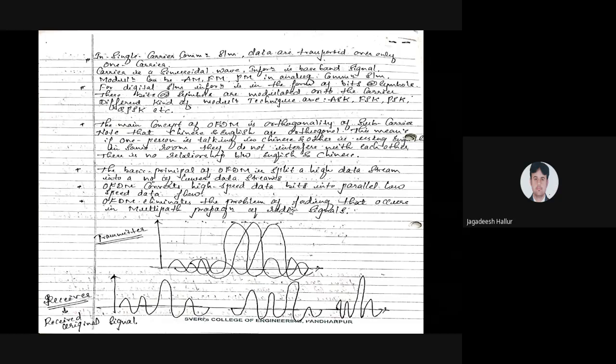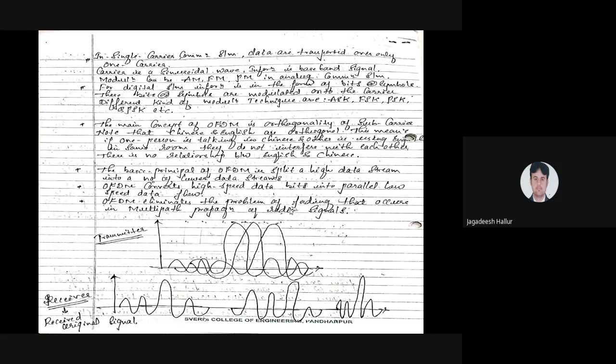Why are we using orthogonal frequency division? Because many users are using different languages. For example, we are using Marathi, Kannada, English. Some people are using Chinese, whatever it is. These languages have to be assigned orthogonally. We can't understand the particular language the person is speaking. Chinese we can't understand, but if it is English, we can easily understand it.